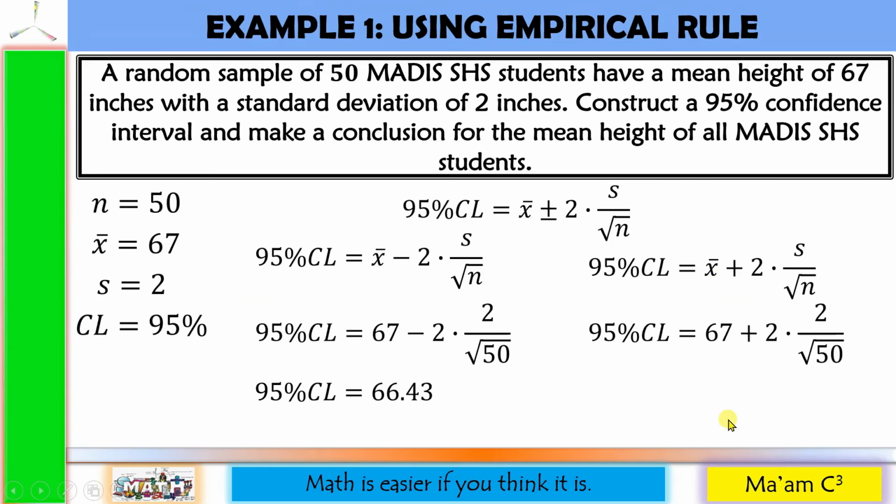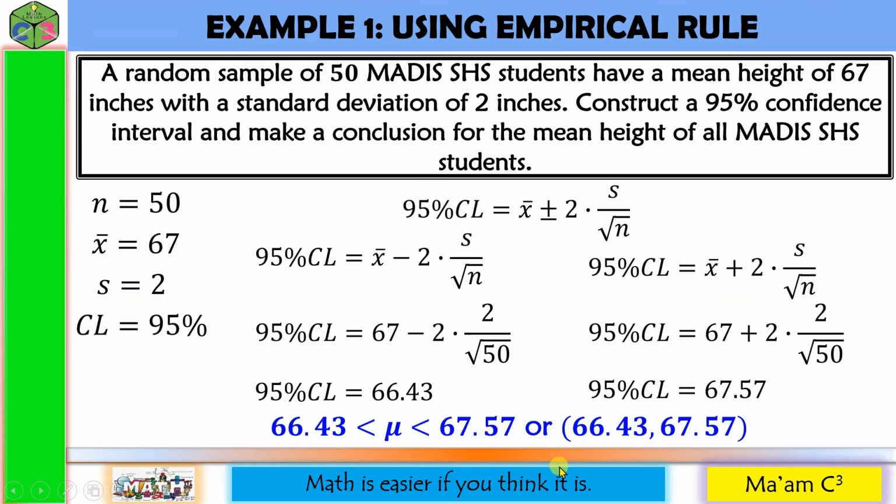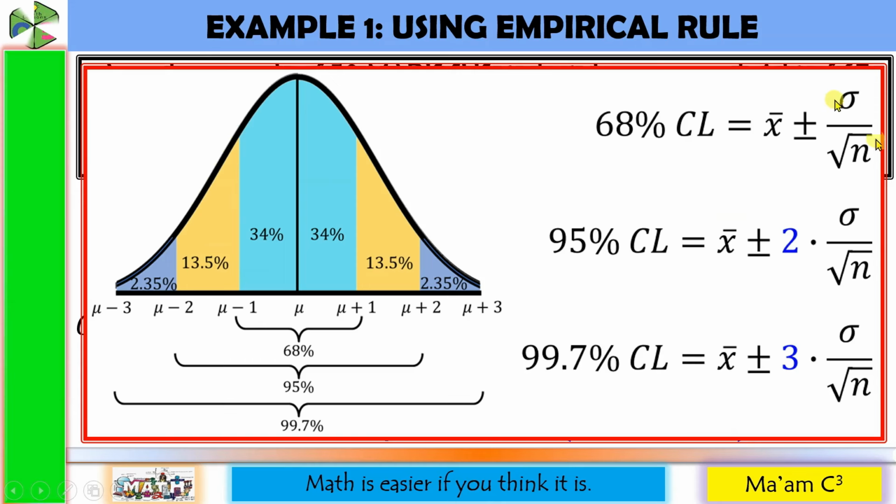And this will give us 67.57. Therefore, the interval is the same as we got earlier. The empirical rule is limited with 1, 2, and 3 as critical values, which stand for 1, 2, and 3 deviations away from the mean.